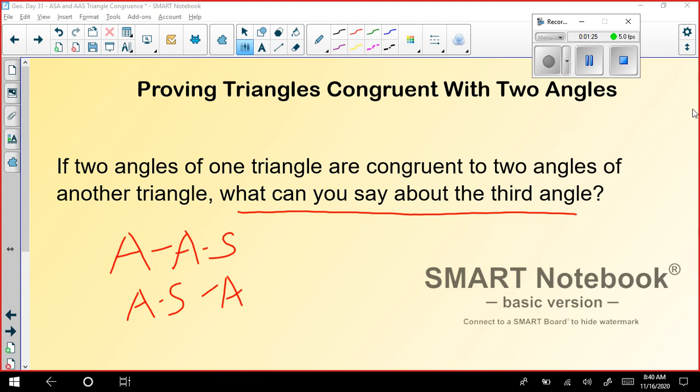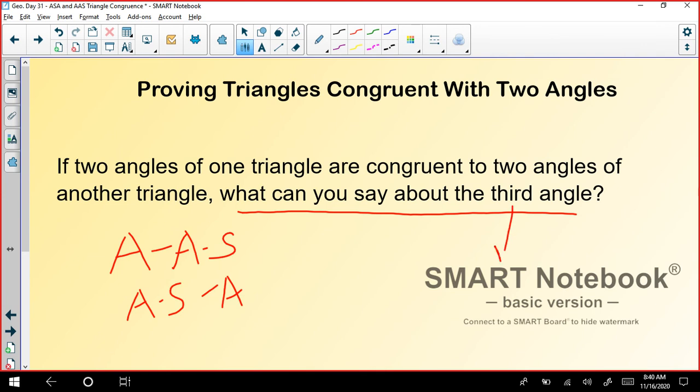Whenever we have two angles congruent, the third angle also becomes congruent. Most of you said they were the same, but if they are the same, then they are going to be congruent. If two angles measure the same, we know they are congruent angles. Okay, let's see the next slide.